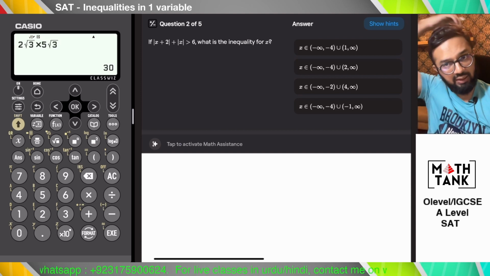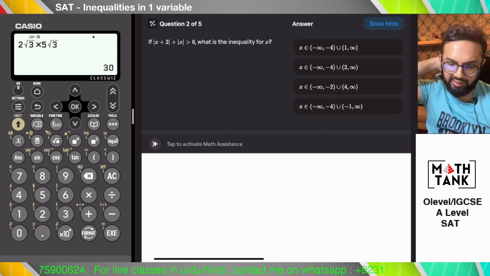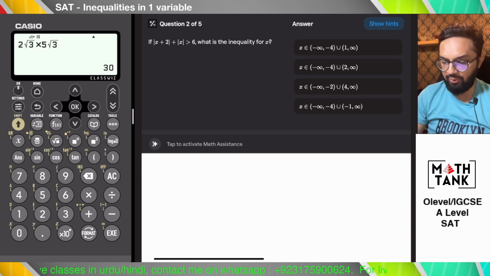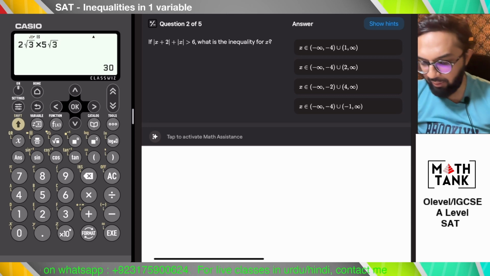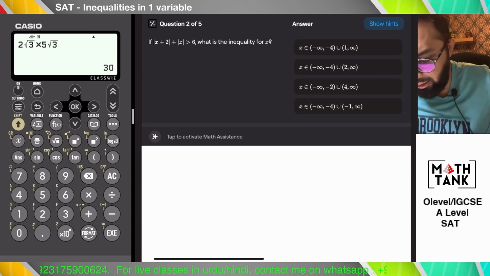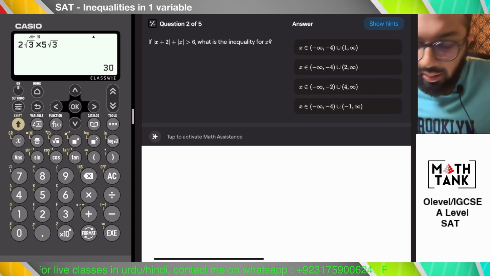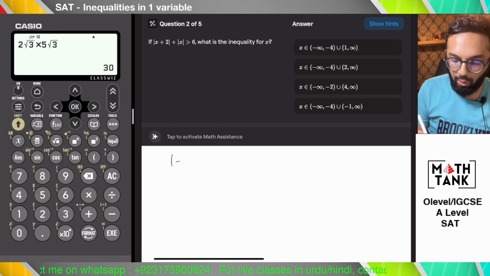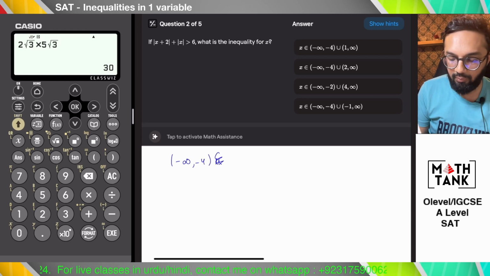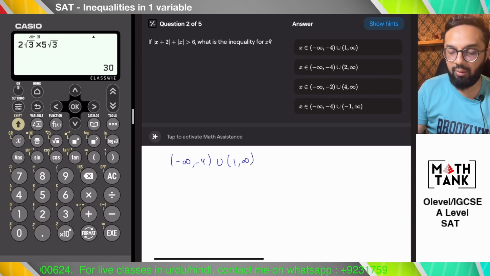Okay, then the next one seems challenging. Since there is a modulus on both sides, I don't think there's going to be an easy way to solve this one. So we'll have to try out each of the answer options and see if they fit. The first answer option says the union of all values from minus 4 to infinity and 1 to infinity.